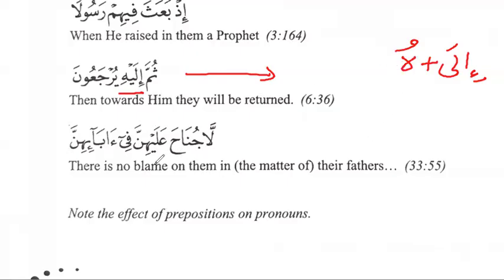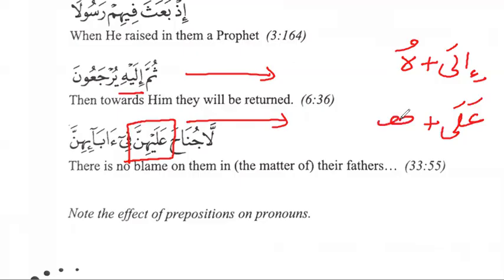لا جناح عليهن في آبائهن. عليهن. What is happening with عليهن? It is a combination of two words. It is على with which pronoun? هن. It was originally على and هن, upon them. Okay? But على affected the ha and converted it to عليهن.